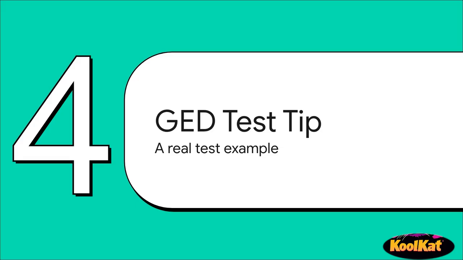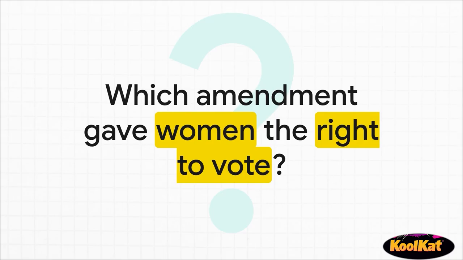Okay, so how does all this stuff actually look on the real test? Let's stop with the theory for a second and check out a real GED-style question. This is how you turn what you just learned into actual points. You could totally see a question just like this one. Super direct. Which amendment gave women the right to vote? Come on, you know this. We literally just covered it.